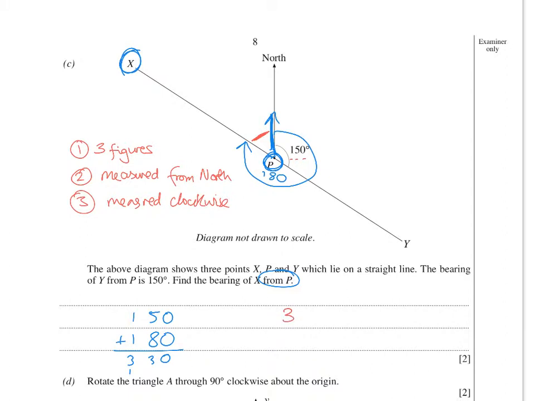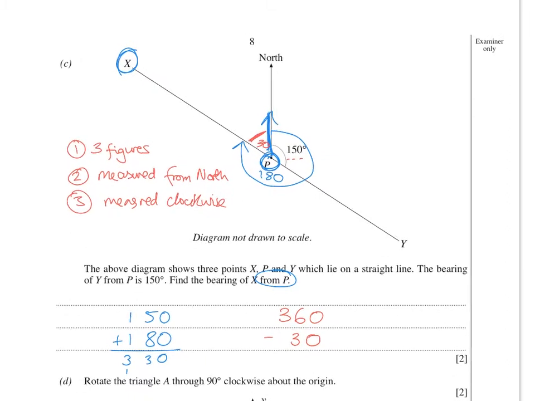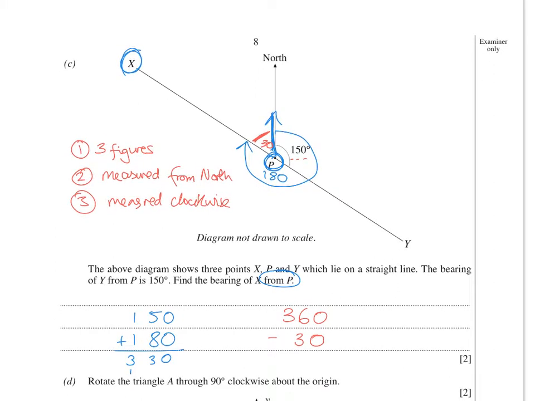In a circle it is 360 degrees. 360 degrees, take away 30, because on a straight line is 180, so that must be 30. 30 and 150 make 180. And then I would get also 330. My personal preference is this method here.